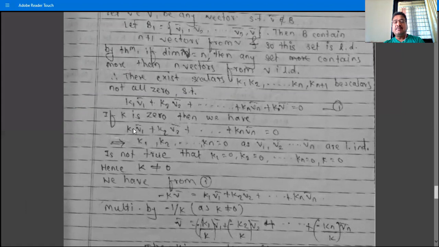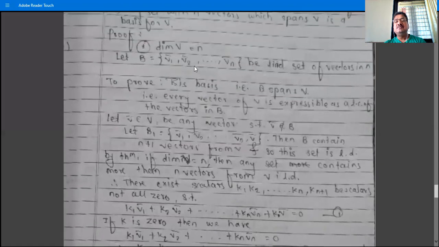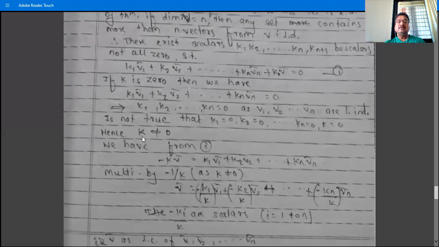So if k is 0, then what happens? If k is 0, then we have k1v1 + k2v2 + ... + knvn = 0, and the set v1, v2, ..., vn is linearly independent by our assumption. Therefore this equation implies k1, k2, ..., kn are all equal to 0. Then k1, k2, ..., kn, k are all 0, and this is not true, since they are not all 0. Therefore k is not equal to 0.